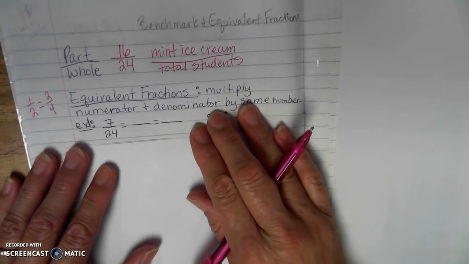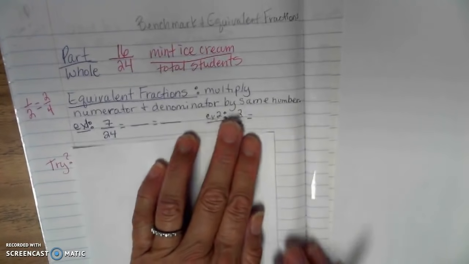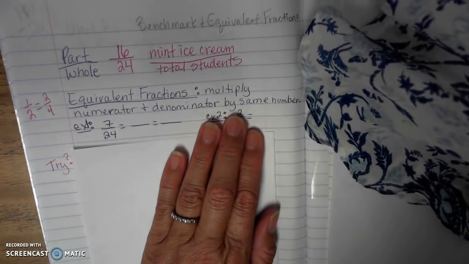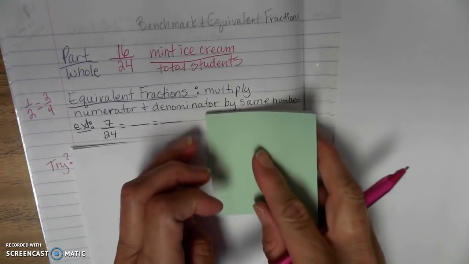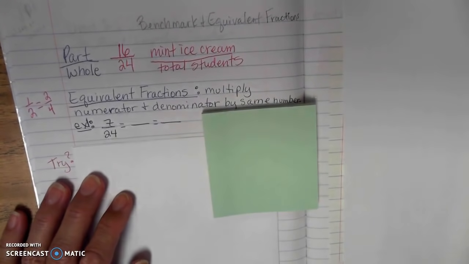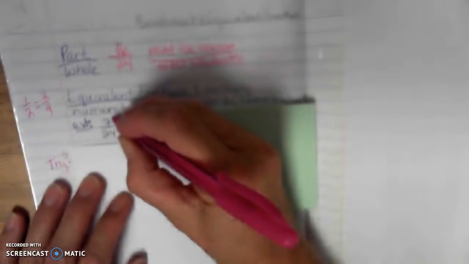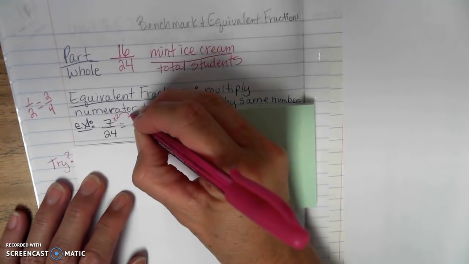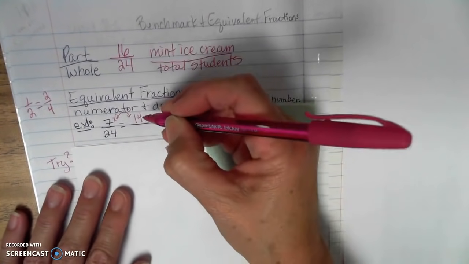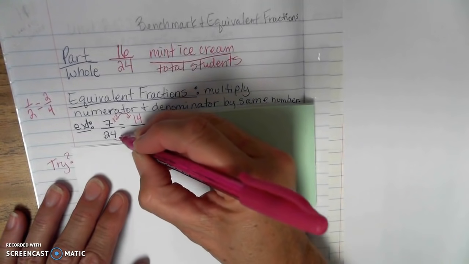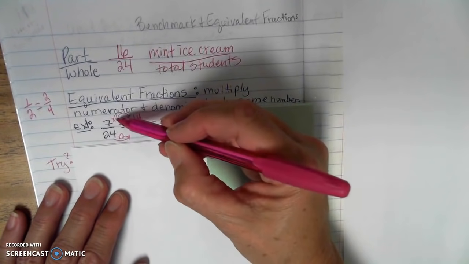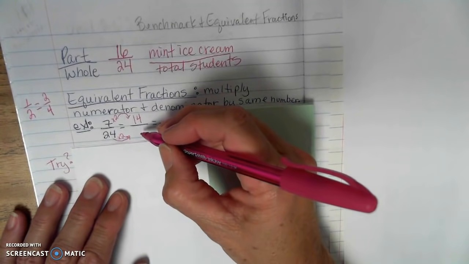So the first one, we're going to write an equivalent fraction for 7/24. Okay. So if I have 7/24, I always work smarter, not harder. So I'm going to multiply by 2. Let's start with something that's easy. So 7 times 2 gives me what? 14. And 24 times 2? Gives me 48. So you're using that same factor to multiply your numerator and denominator.